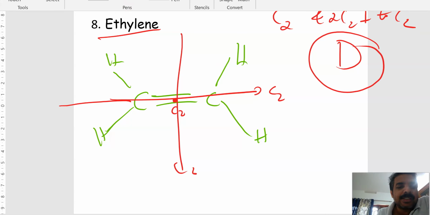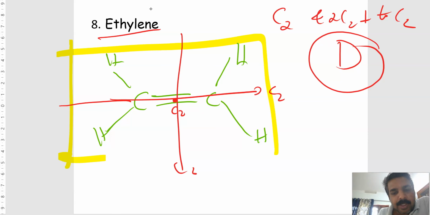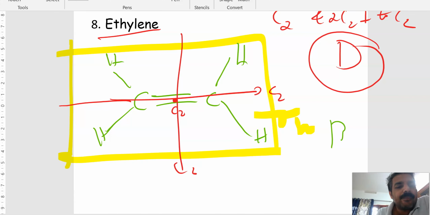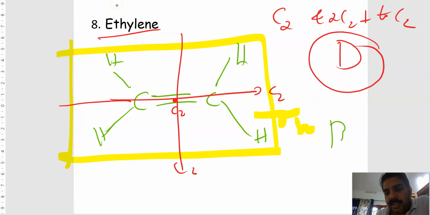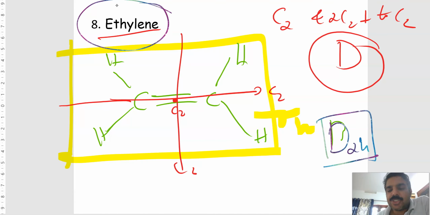And of course, there is a sigma h plane. This is a molecular plane, a planar molecule, and this is the sigma h plane. So the point group of this molecule is, say loudly, D2h. The point group of ethylene molecule is D2h.